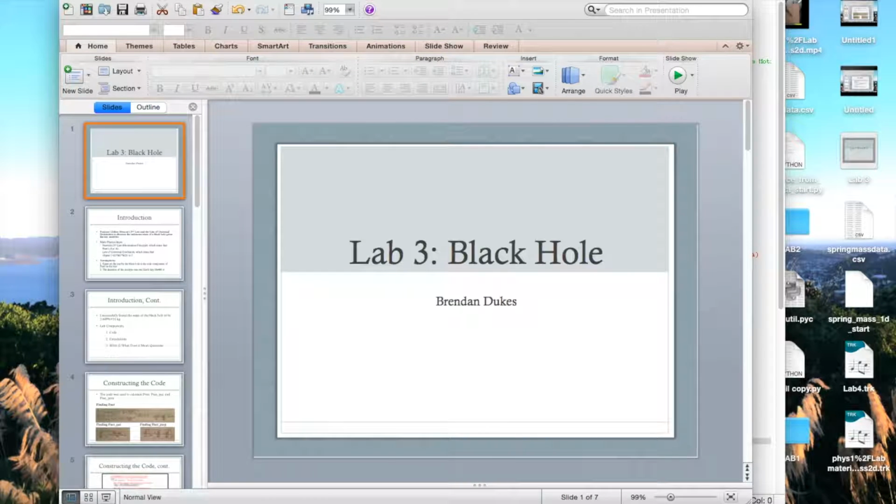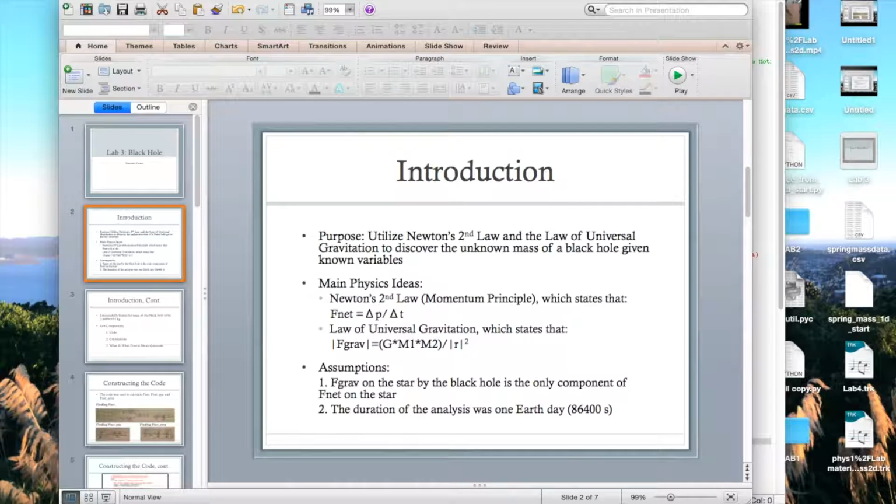Hello, this is Lab 3, Analysis of a Black Hole. The purpose of this lab was to utilize Newton's second law and the law of universal gravitation to discover the unknown mass of a black hole, given known variables, as well as the motion data of an orbiting star.